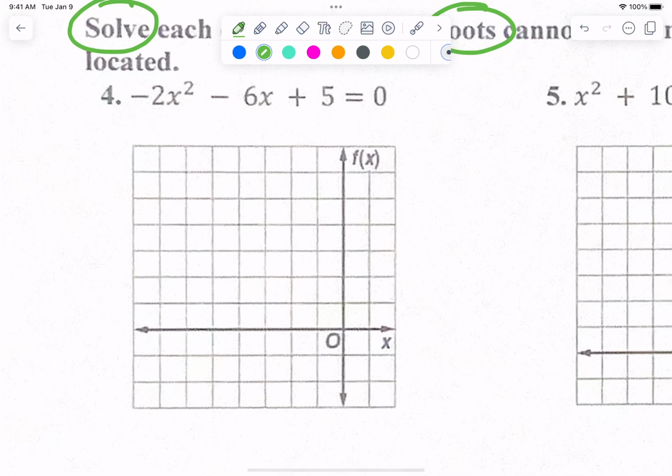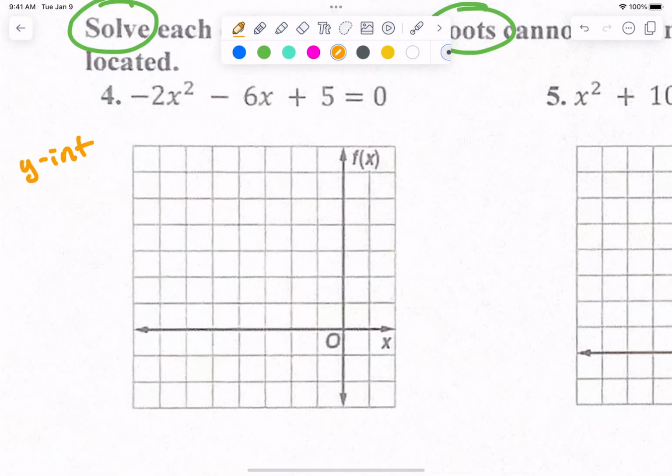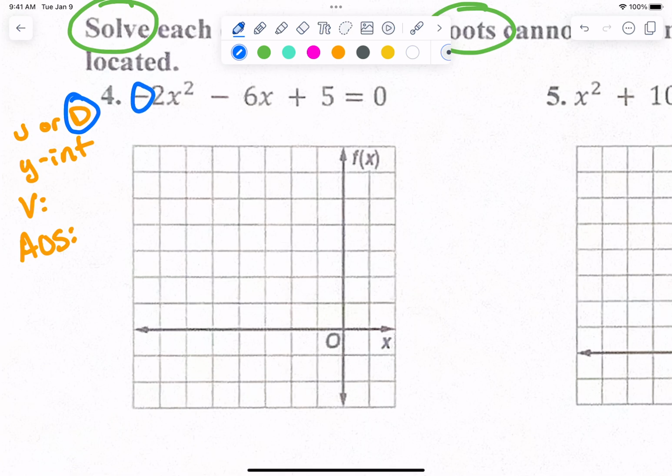All right, so let's do this one. Number 4. Let's do the same as what we were doing up above. Let's find the y-intercept. This is easy. Let's find the vertex, the axis of symmetry, and whether he's pointing up or down. For this one, is he pointing up or down? Down. He's going down because he's negative. The y-intercept, what is that? 5. I'm going to plot 5. 1, 2, 3, 4, 5 right there. He's going to touch the y-axis at 5.